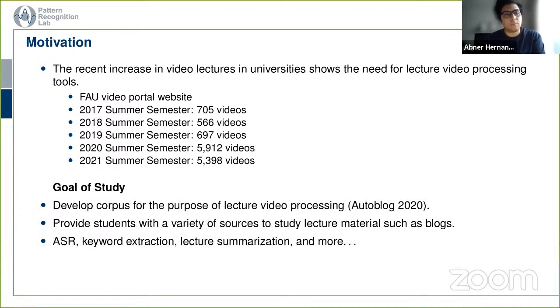So the main goal of this study is to start developing a corpus for the purpose of lecture video processing. In our case specifically, we were looking at a corpus to convert video lectures into blog format as supplementary material for students. This came about as students who were viewing our lectures online were requesting more sources to supplement their study aside from just looking at the videos. So this involves quite a wide range of tasks: automatic speech recognition, keyword extraction, lecture summarization, and many more other tasks that could be done with lecture videos in the educational field.